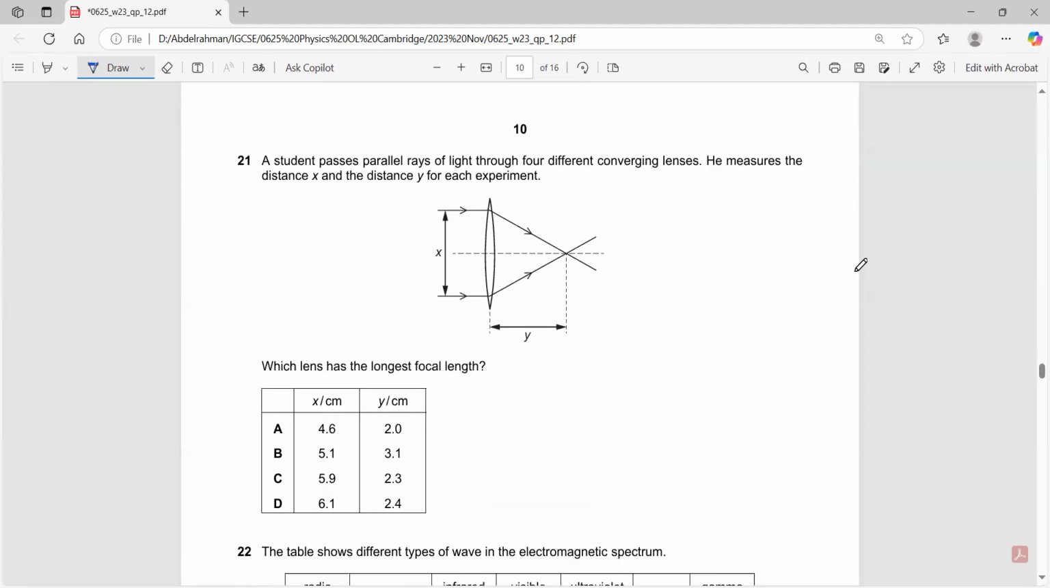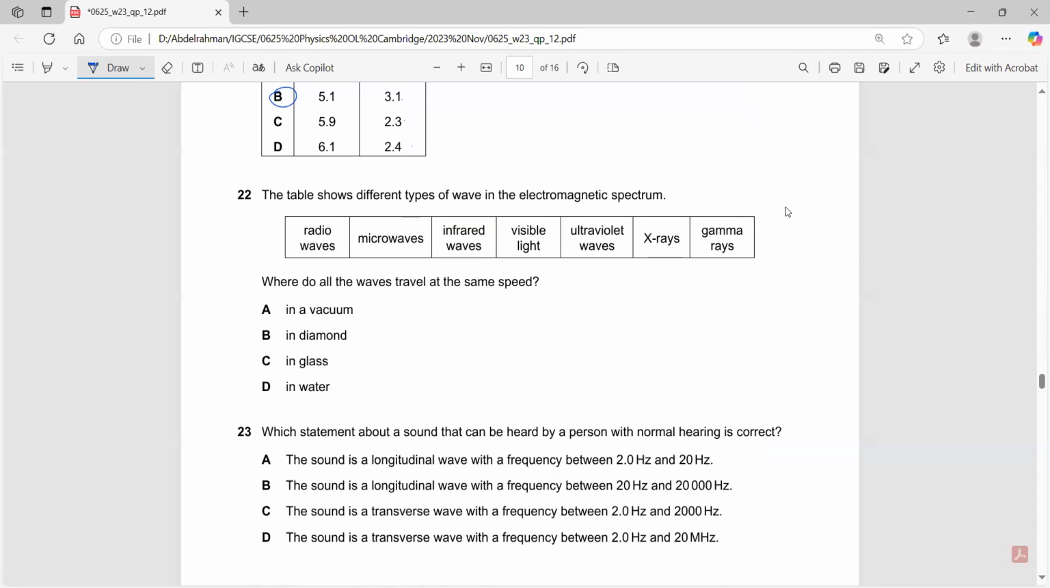Which lens has the longest focal length? Do I care about X? No, I don't care about X at all. I only need to look at Y. Which of these has the longest length in Y? 2, 3.1, 2.3. It's 3.1. So it's B. The table shows different types of waves in the electromagnetic spectrum. Where do all of the waves travel at the same speed? In a vacuum.